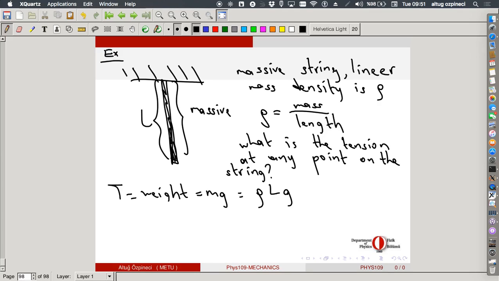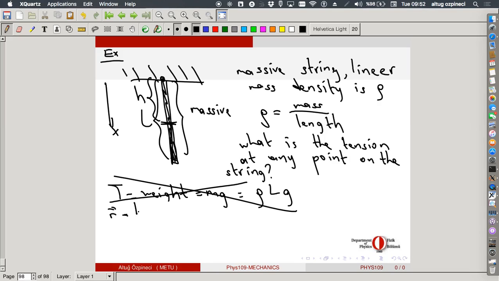Okay, which point? The point where it meets the wall. Okay, so this is the reference point. And then we choose a direction. Let's say this is the x direction. If you take any point over here, let's call this distance h. If you tell me this distance h, then I know the position of the object. So the question is, when r is equal to h, at this point, what is the tension?